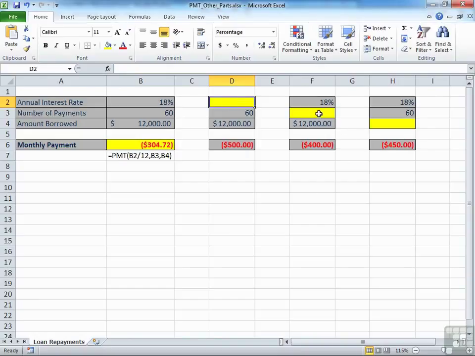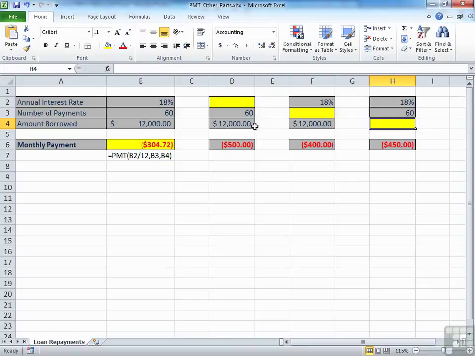It may be that you're trying to work out what the number of payments are. You know how much your payments are, how much you borrowed, what the interest rate is, but you don't know how many payments you've got to make. It may be that you're trying to work out how much you can borrow based on a monthly payment, number of months, and an interest rate. So each of these three different values can be calculated.